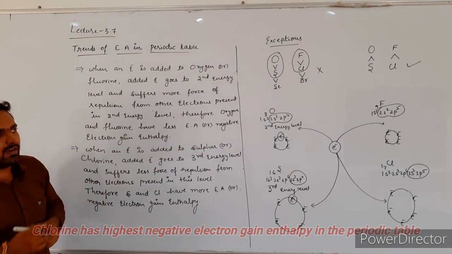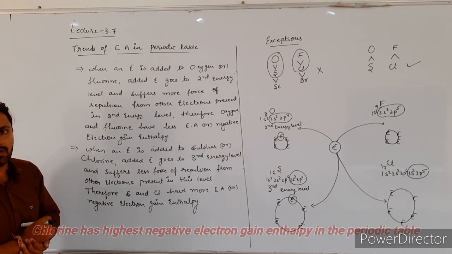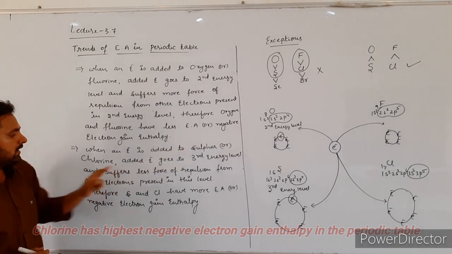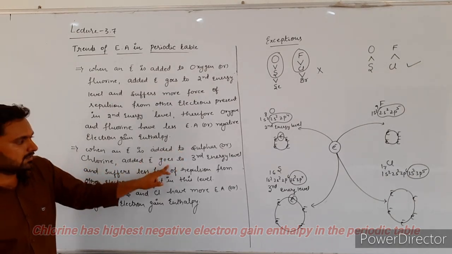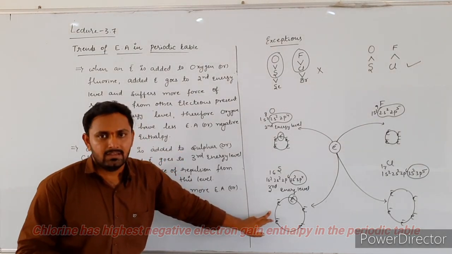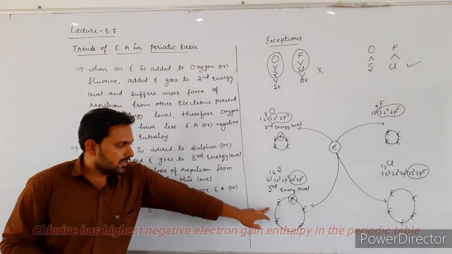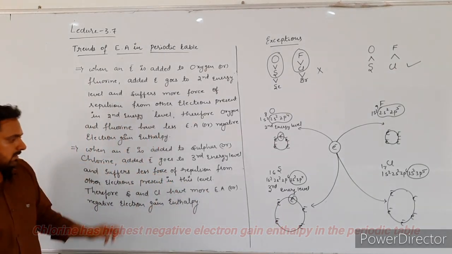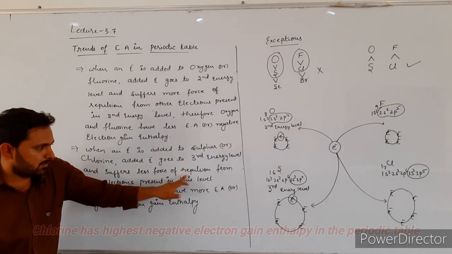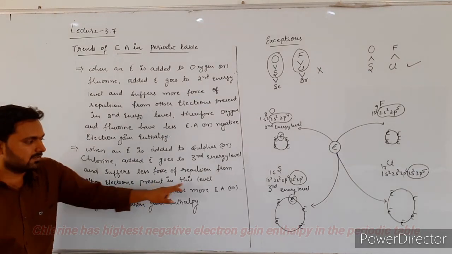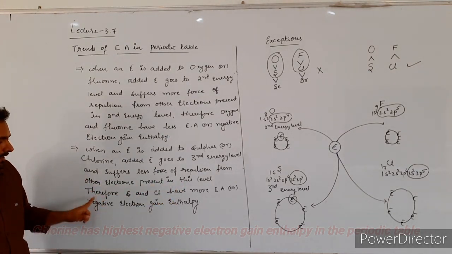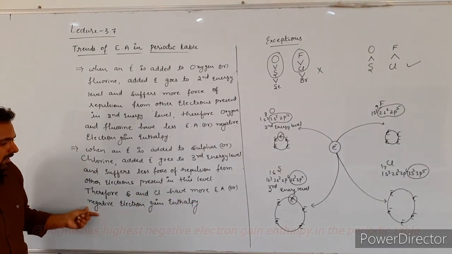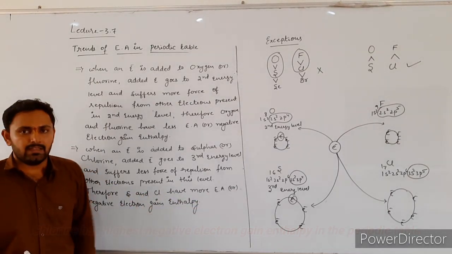And why do sulfur and chlorine have more negative electron gain enthalpy? Because when an electron is added to sulfur or chlorine, the added electron goes to the third energy level. In the third energy level, due to large area, the added electron suffers less force of repulsion from other electrons present in the third energy level. Therefore, sulfur and chlorine have more electron affinity or more negative electron gain enthalpy.